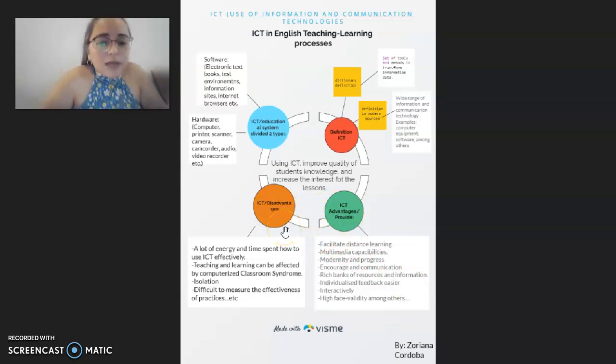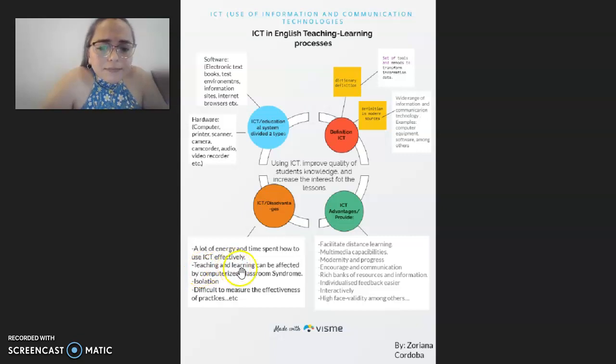In this case, we have one, two, three, four examples. The first one, a lot of energy and time need to be spent on learning how to use ICT effectively. It could take a lot of time to learn this process. For this case, the person wastes a lot of time and energy.